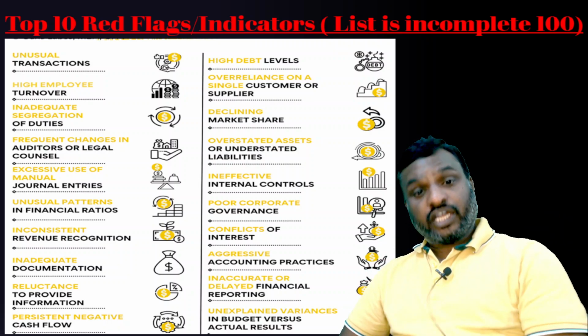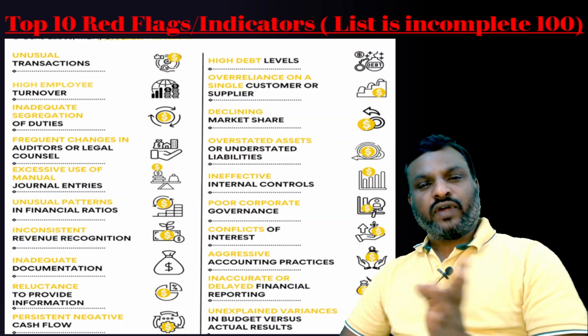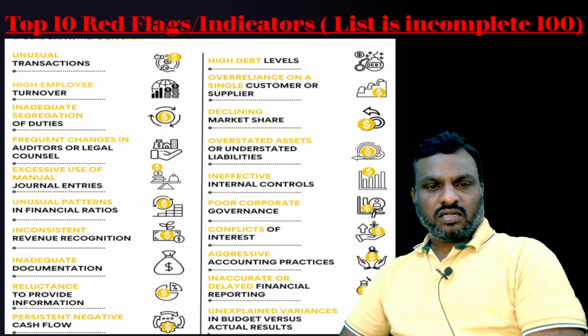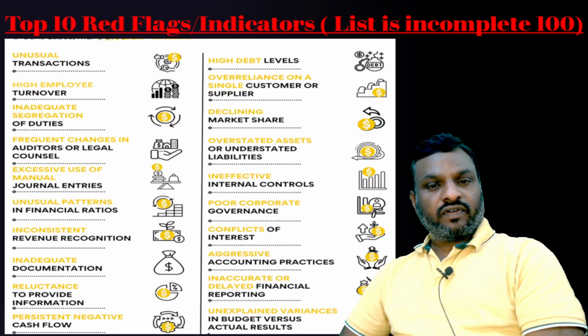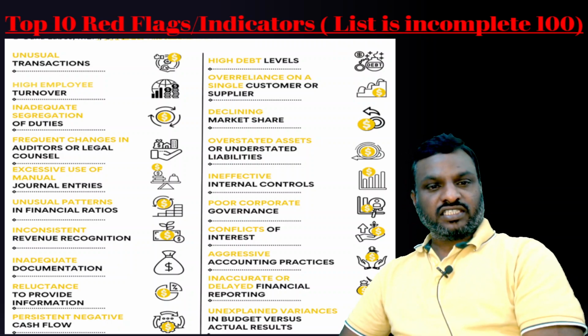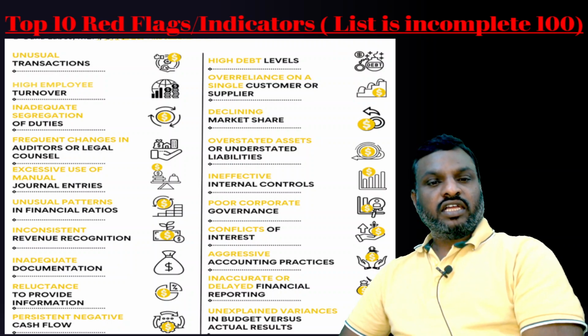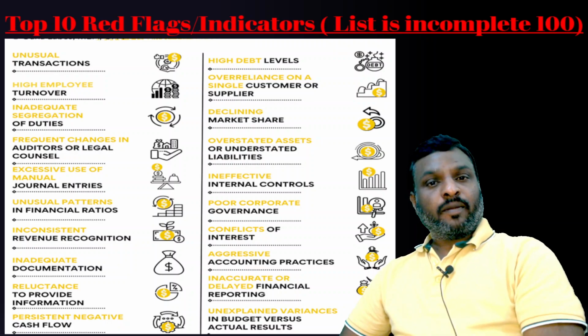There should be variances, but if the variances are within a reasonable limit of 5 to 10%, then that looks reasonable. But if they are beyond our reasonable limits or beyond the actual business scenario, in such cases you need to look into whether there is any possibility for red flags and indicators. That is one.